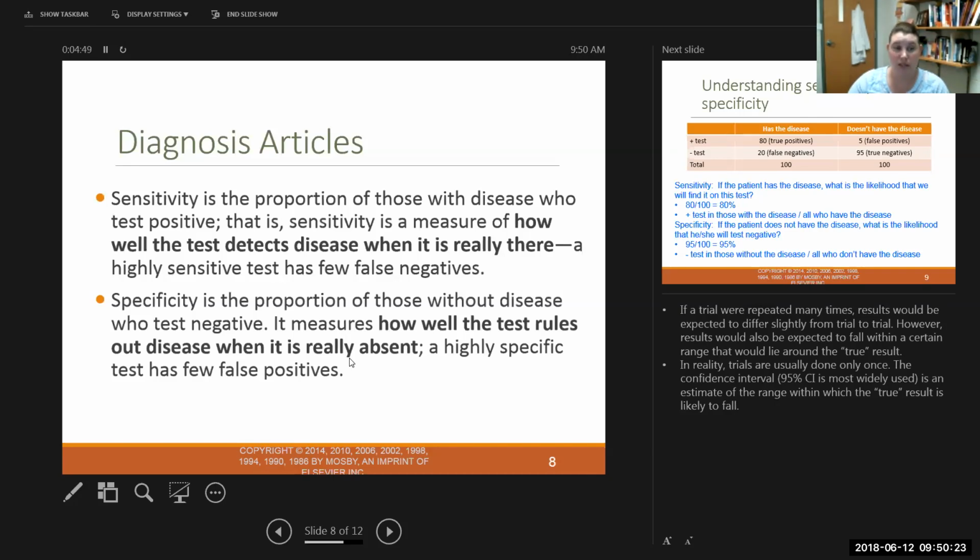The inverse of this is specificity, which measures how well a test rules out disease when it's really absent. You can hear from time to time of tests that have high false positives, and you would want to counsel patients before giving them a test that might have a high false positive rate. Yes, you can have this test, but it may come back positive, which may lead you down a road of having further interventions that you didn't need. So it's important to know the sensitivity and specificity of your testing.